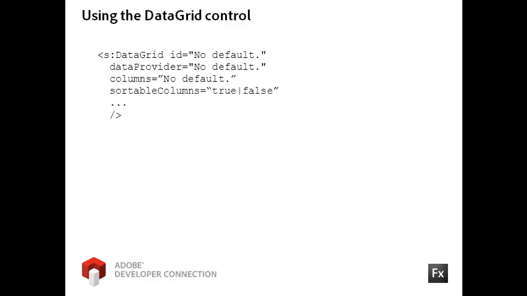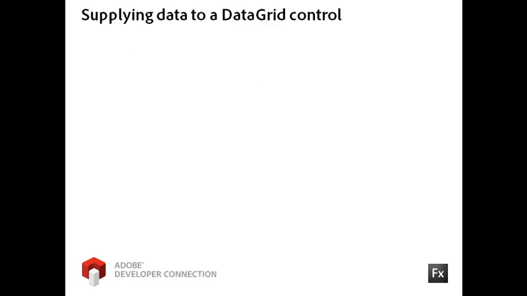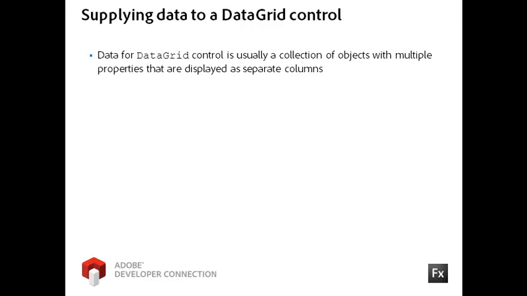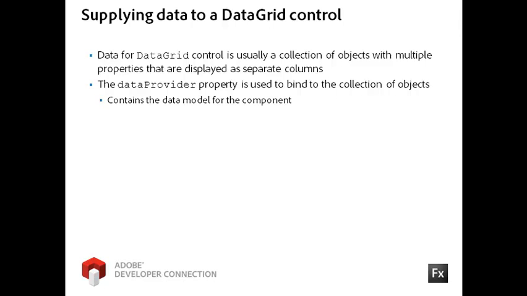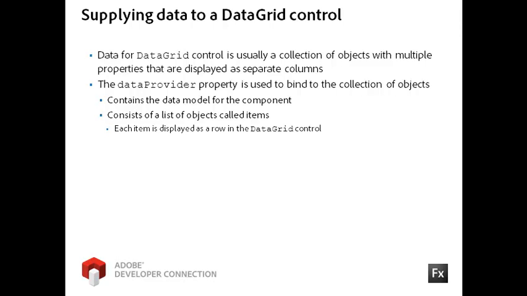This is a code sample for how to implement the control in MXML. Data is provided to the DataGrid control as a complex collection of objects with multiple name-value pairs. You use the data provider property to pass this collection of objects to the DataGrid control. The data provider contains the data model for the control and consists of a list of objects called items. Each item is displayed as a row in the DataGrid control.